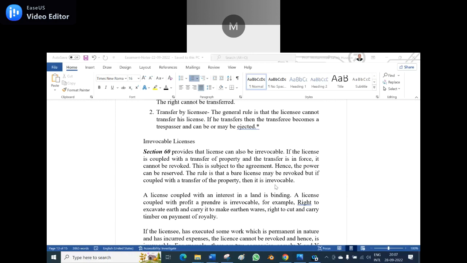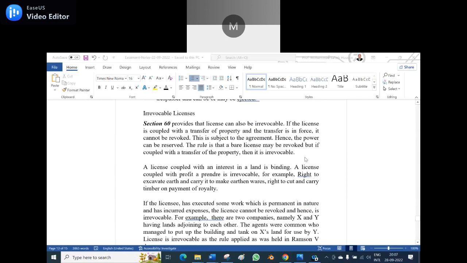The rule is that a bare license may be revoked, but if coupled with the transfer of the property, then it is irrevocable. If it is a bare license, it can be revoked, but if it is coupled with some sanctions or conditions, then it cannot be revoked. And that is the irrevocable license.